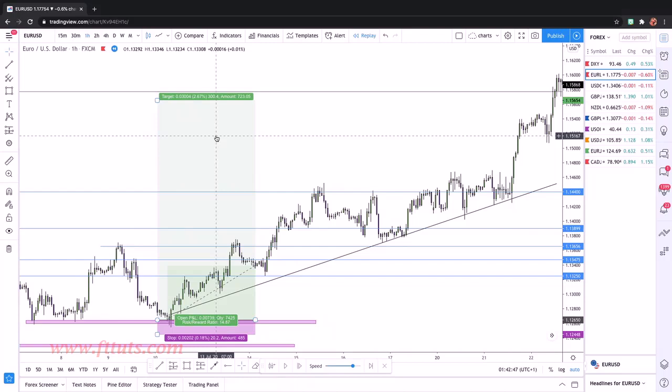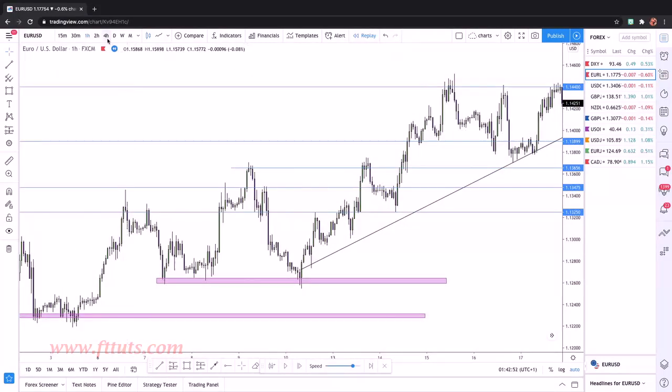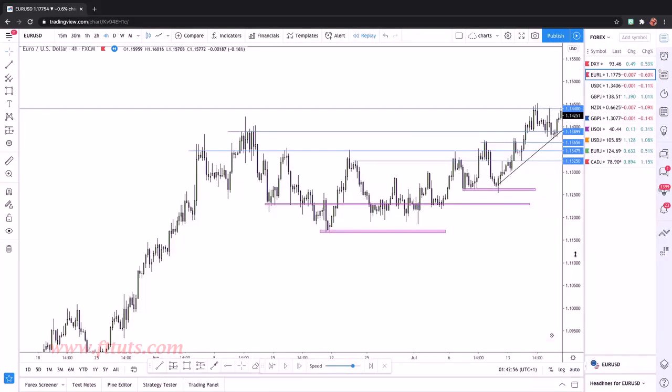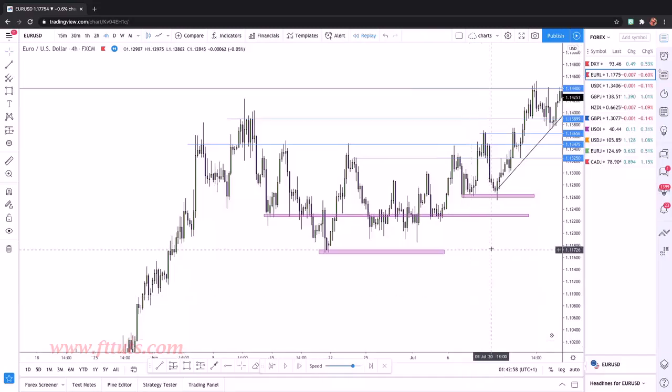Okay, so that's all you do, guys, for your entries and exits. Like you just look at structure, mark it up, and see exactly what's happening. You just go from high to low and see how it's respecting that structure.